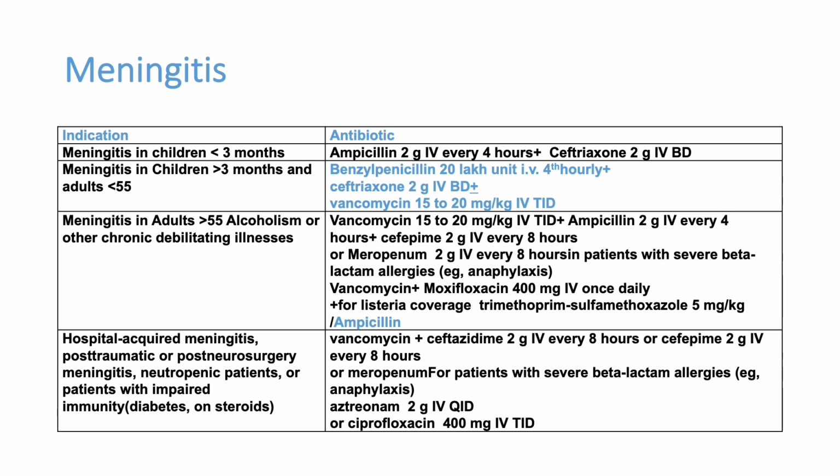If the patient is very sick, meropenem can be started. Meropenem dose is 2 gram IV TID. Routine dose is 1 gram IV TID. In meningitis, the dose is very high, 2 gram IV TID. So these are empirical therapies. After getting the proper culture report, we can de-escalate or escalate the antibiotics.